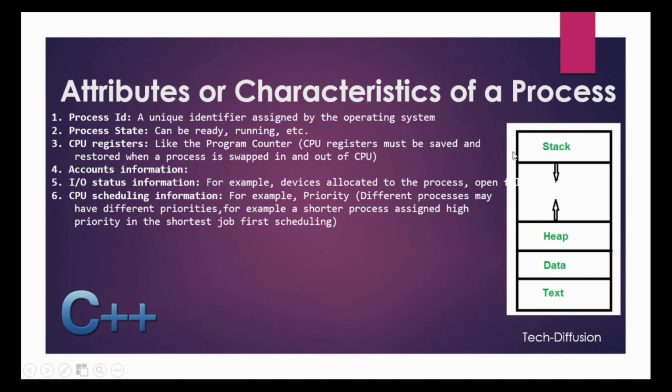meaning whichever CPU registers are used will keep the account information. I/O status covers the devices allocated to the process, open or not. And CPU scheduling information covers priorities and different priority levels. For example, in shortest job scheduling, a shorter process is assigned high priority. Like we can say this task is mandatory, so we give it most of the CPU scheduling share. So those are the characteristics and attributes of a process.